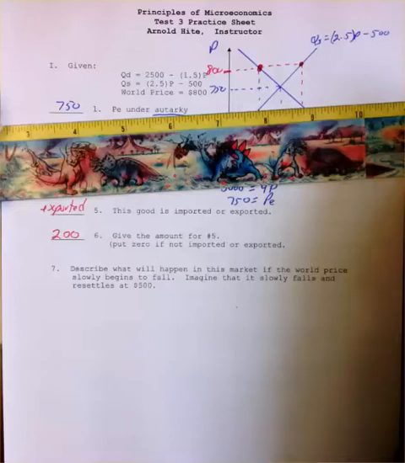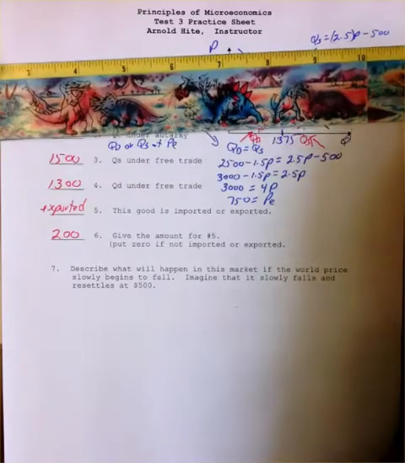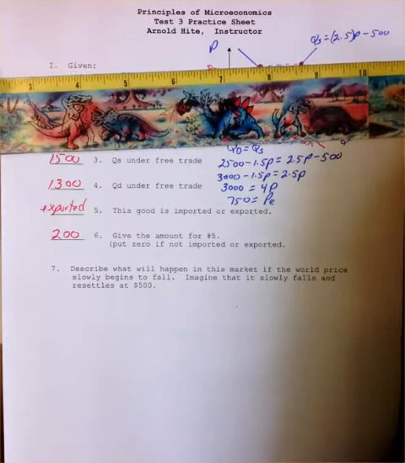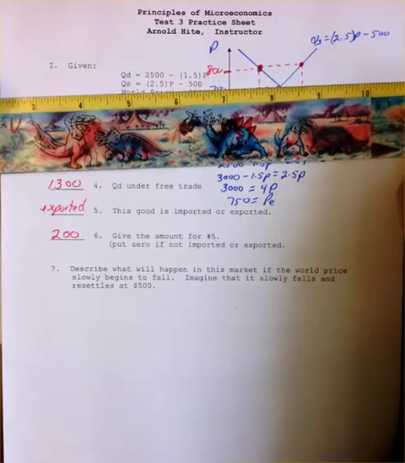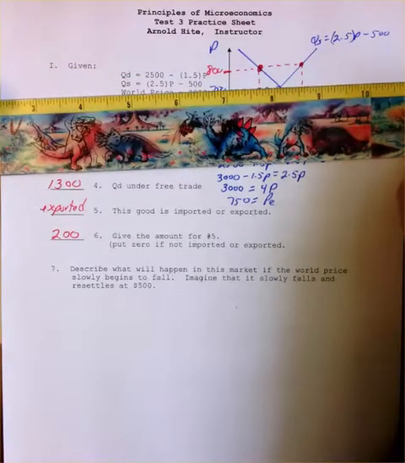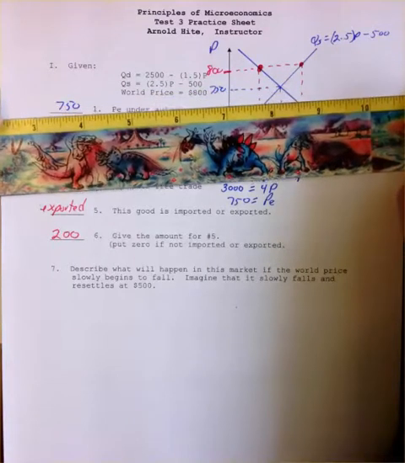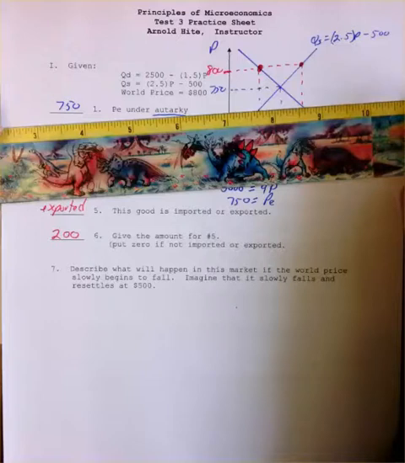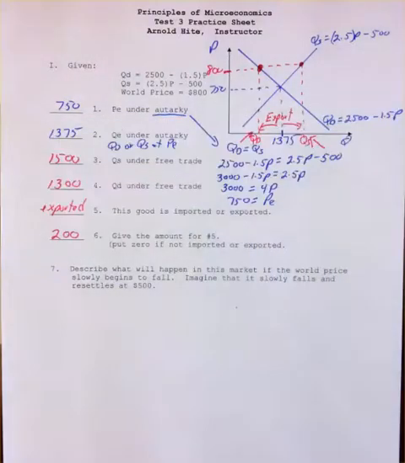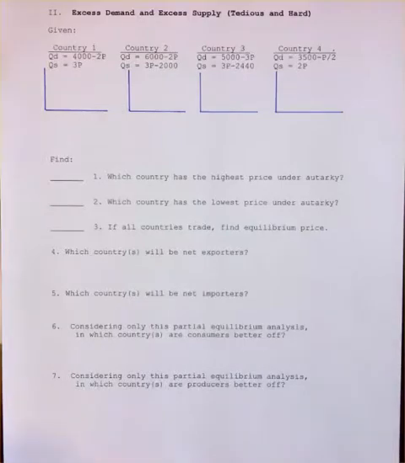To summarize one more time, when the world price is above the equilibrium price, this country exports the product. When the world price is equal to the equilibrium price, this country doesn't do any imports or exports. And when the world price is lower than the equilibrium price, this country will import the product. Okay, that's number one. Now problem number two is very similar.